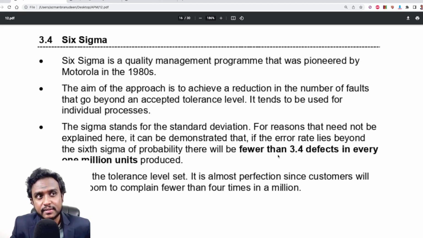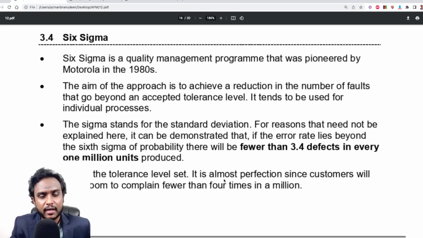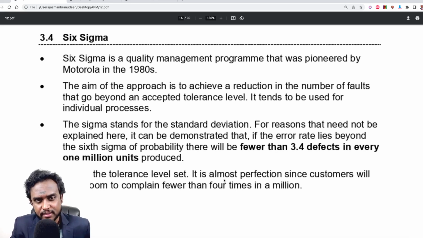The target defect rate that Six Sigma proposes that one should allow is that errors should be fewer than 3.4 defects for every 1 million units produced. That's the target. 3.4 defects in every 1 million. So if you manufacture 10 million units, only 34 should be defective. That's what Six Sigma tries to achieve. This is what we call a tolerance level of Six Sigma.